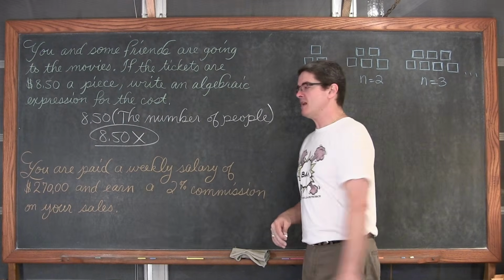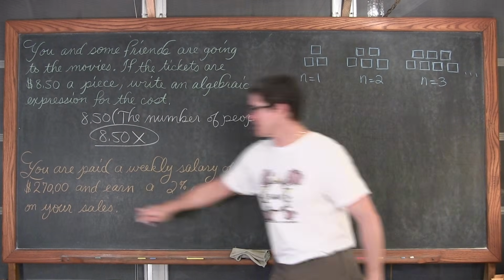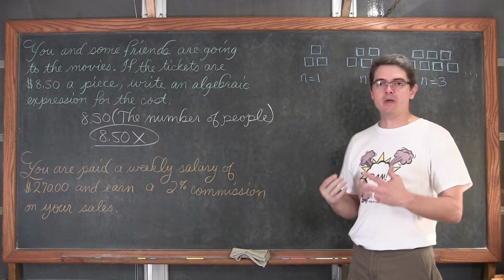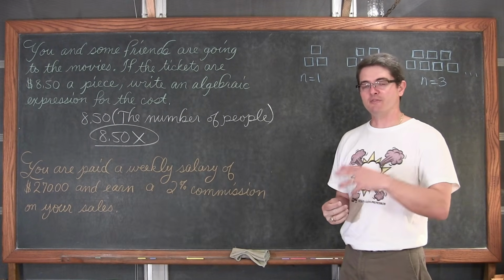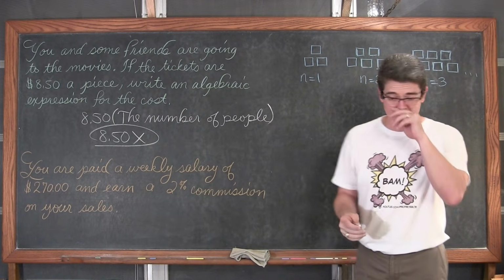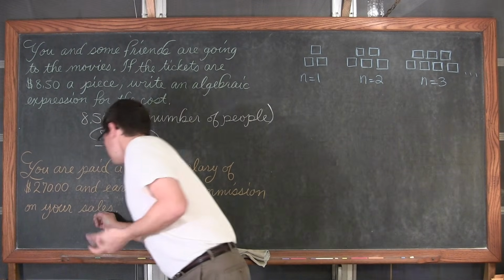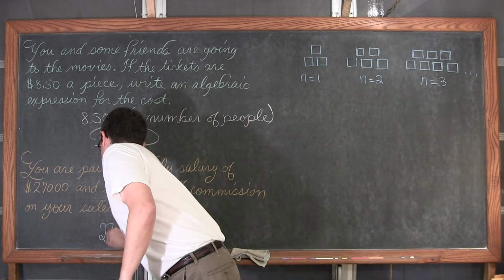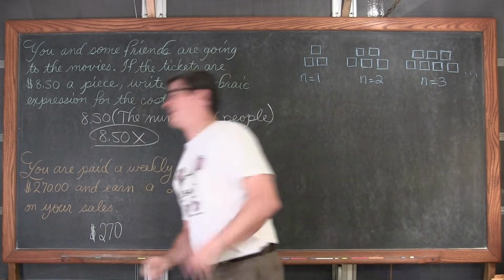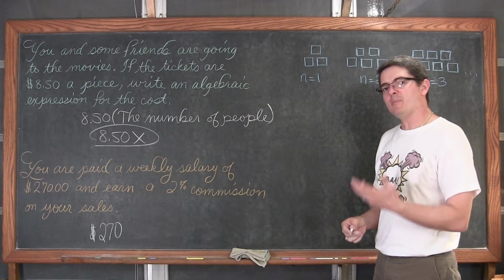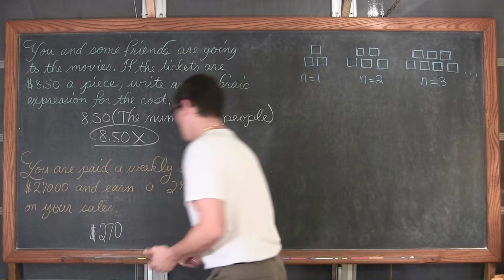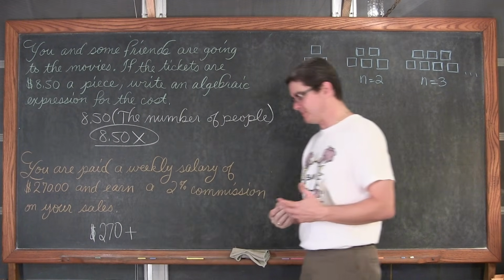You are paid a weekly salary of $270, and you earn a 2% commission on your sales. So you make a flat income of $270 a week. If you don't sell a single item, maybe you're selling cell phones at an electronics store that pays commission, you're going to make $270 a week if you just stand around picking your nose, right? But on top of that, you're going to earn an extra commission, an extra income, on what you sell that week.